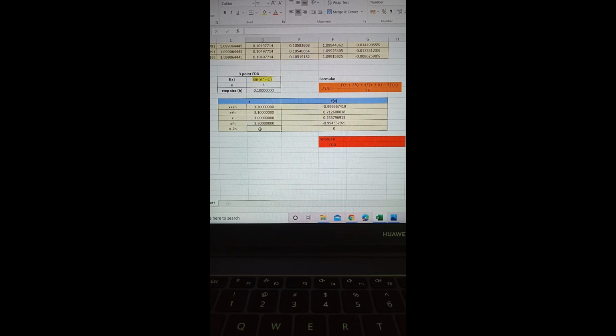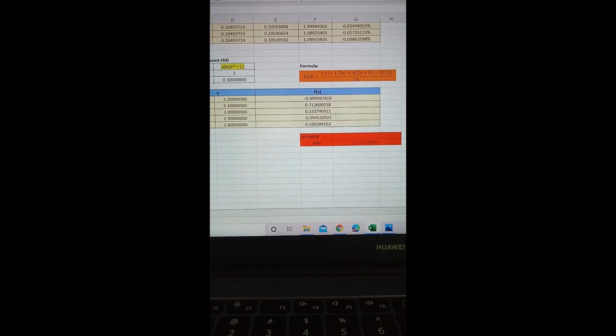X minus 2h equal 3 minus 2 times h is equals to 2.8. Using this formula, we have answer which is 0.15742 88 42.